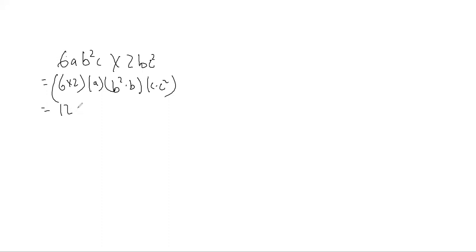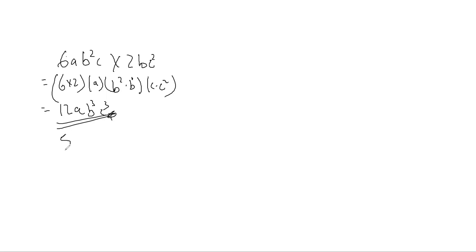6 times 2 is 12. A b cubed, because there's a 1 there, so you got to add the exponent. The same thing with that. And you are okay with that by now. So now things get a little bit interesting.